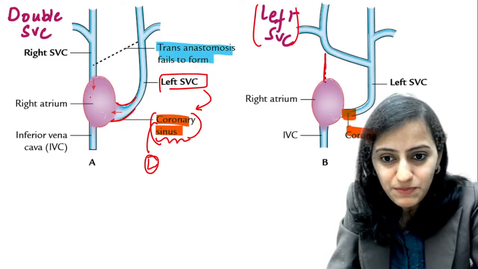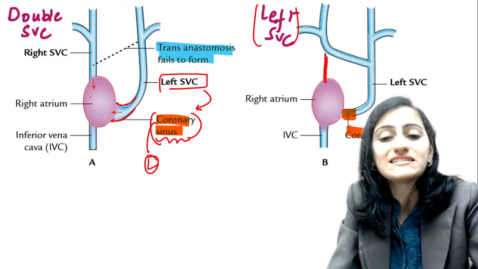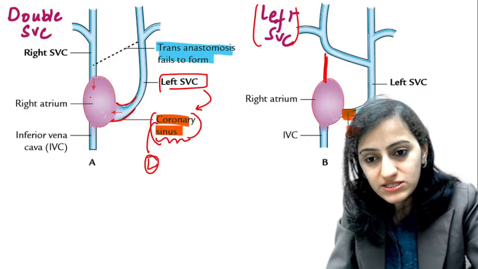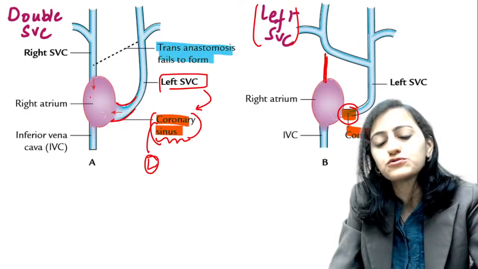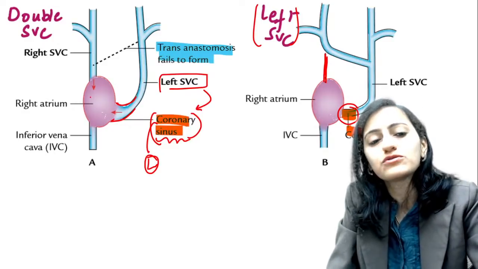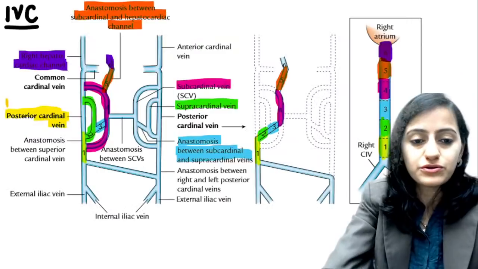You can see that this part of the superior vena cava on the right has not formed. So you get the mirror image of what we have normally. So this is the left SVC draining into the coronary sinus, not the coronary artery. The vein is the coronary sinus. Okay, it drains into the coronary sinus.